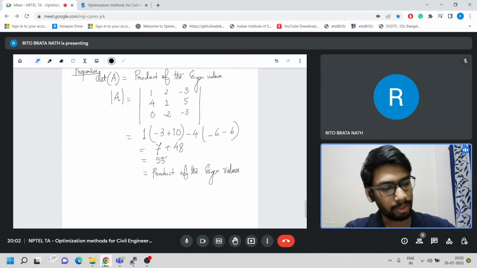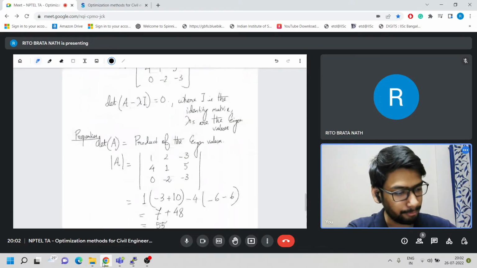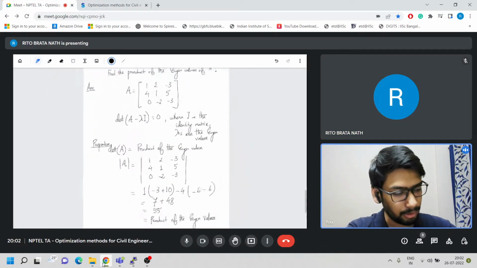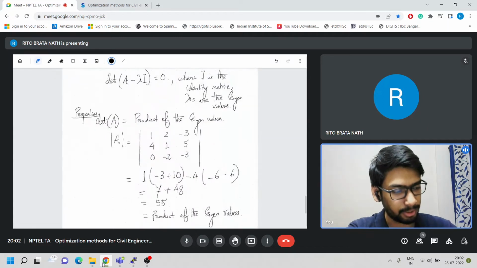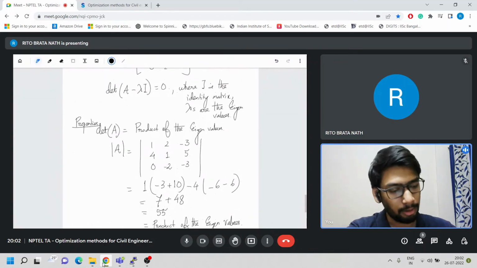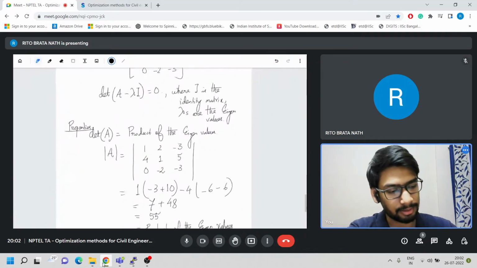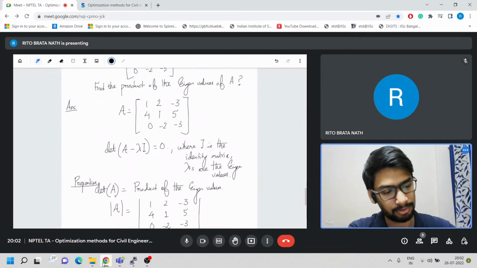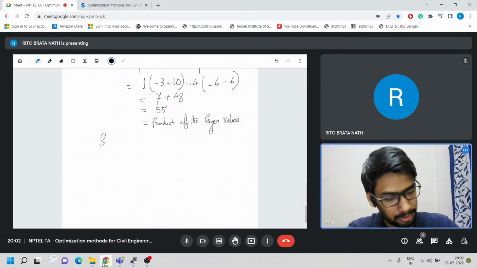So let me talk about something more about this problem. You can have a similar kind of expression if you just expand this determinant with A minus lambda I, and you will get 3 roots from that. And there is a technique of getting the multiplication of the roots of an equation. So from that you can also solve it. Another common question that is being asked is the sum of the eigenvalues. So let me ask, what is the sum of the eigenvalues?